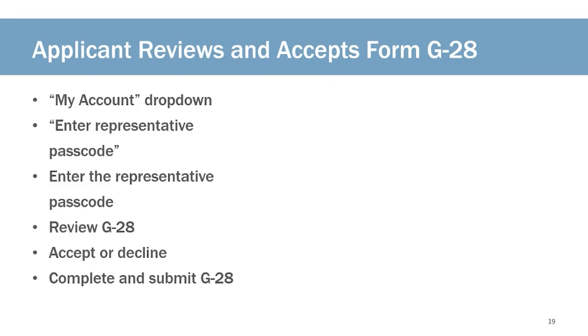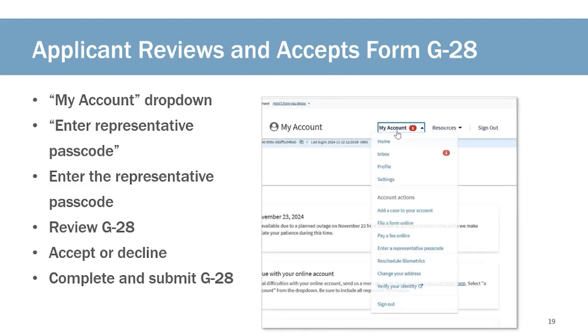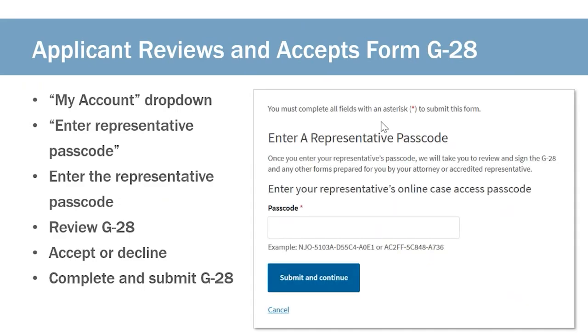The client signs into their own online account and selects Enter a representative passcode from the My Account drop-down menu at the top toolbar. If the client is setting up an online account for the very first time, they will select Enter a representative passcode from those tiles that we saw on that blue screen that had the 6 tiles on it. The passcode is entered on the following screen, then Submit and Continue.